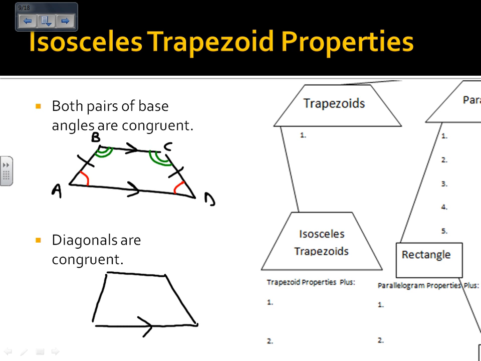The bases are parallel. The legs are congruent because it's isosceles. Isosceles, remember, meant 2 equal sides from triangles. Remember when we covered isosceles triangles? The same sort of thing here.